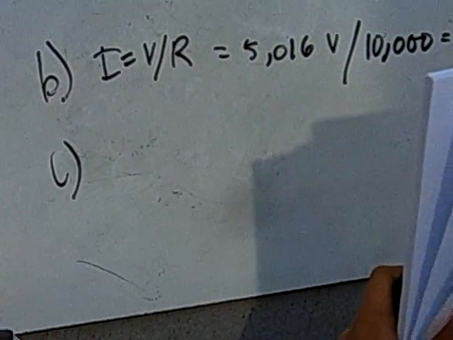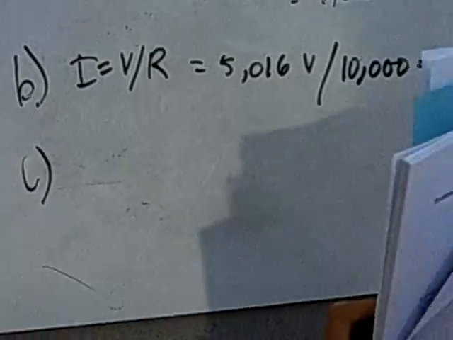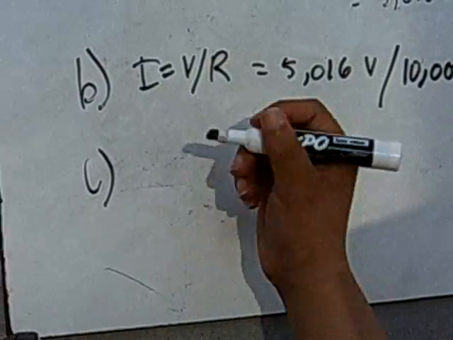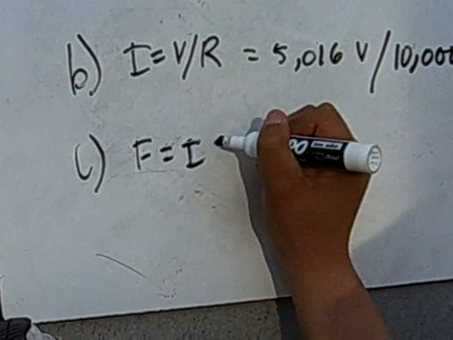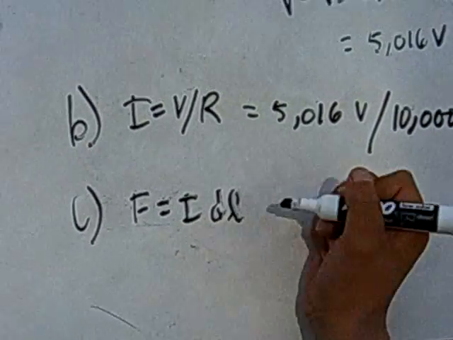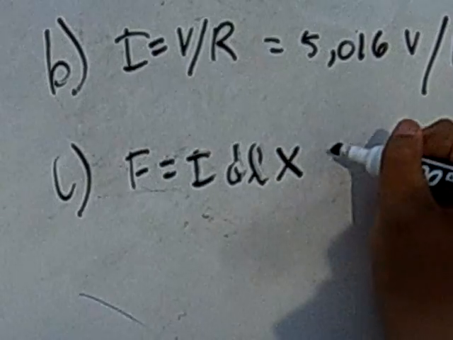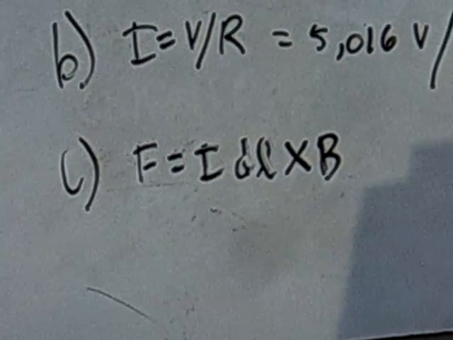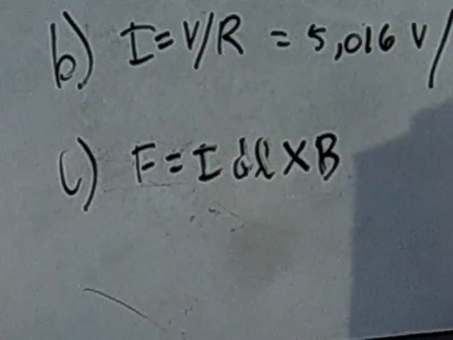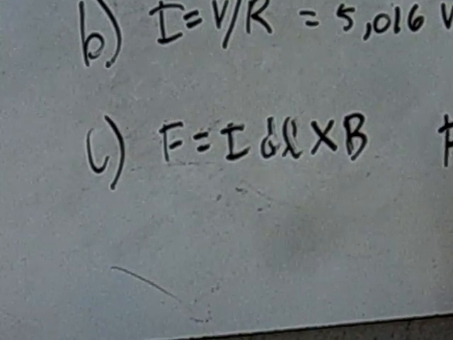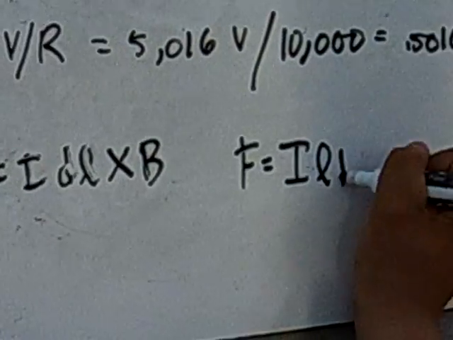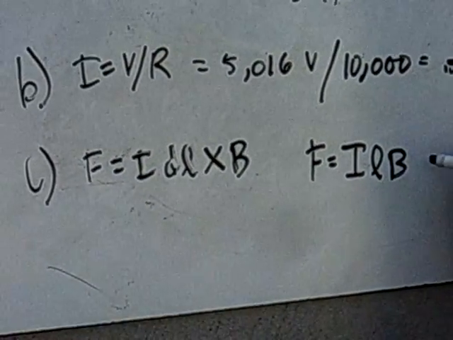Part C asks for the magnitude of the force in part 1. The magnitude of the force is represented by this equation, which is current times derivative of length cross B. Since the current is perpendicular to the field, which we figured out in another part of the problem, I think, the actual equation is F equals I L B. And then you just plug in all your little numbers.